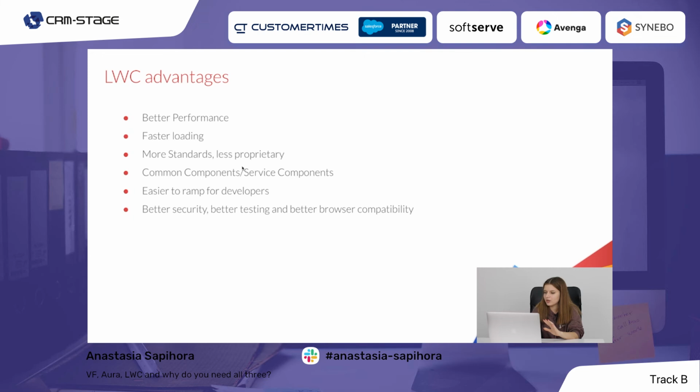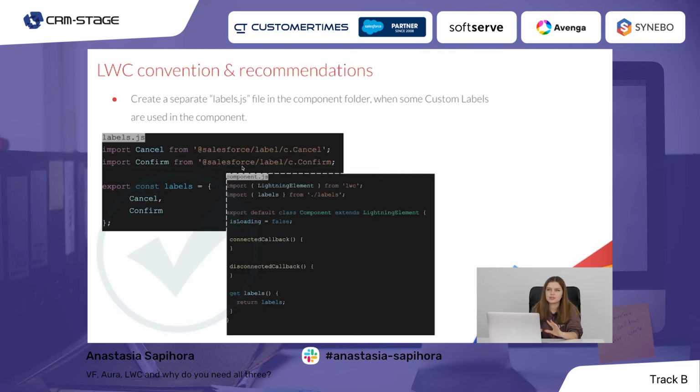And let's talk about some conventions and recommendations for LWC. My recommendation is to create a separate label JavaScript file in the component folder to avoid having a big part of your component just for labels. Because if you are doing a multi-language component, according to best practice, you will have lots of custom labels. So the recommendation is to create a custom label JavaScript file and then import it in your component.